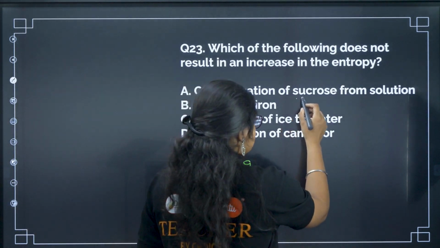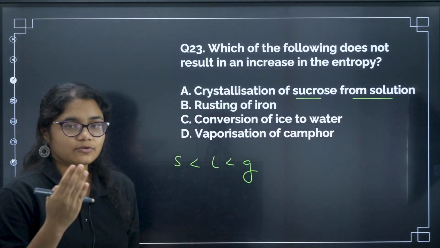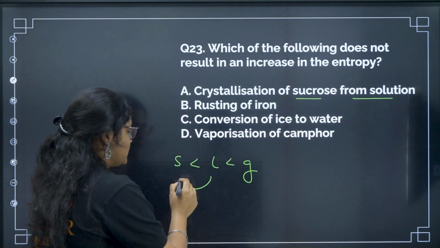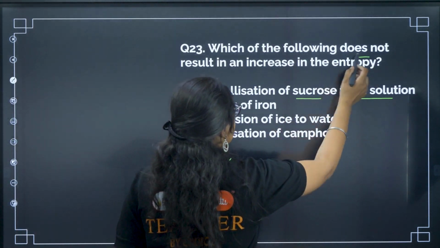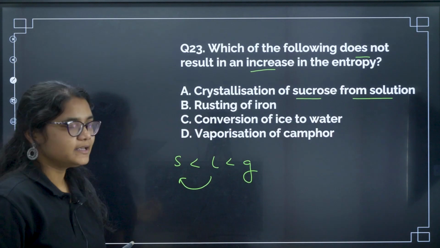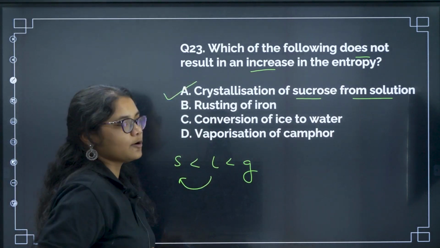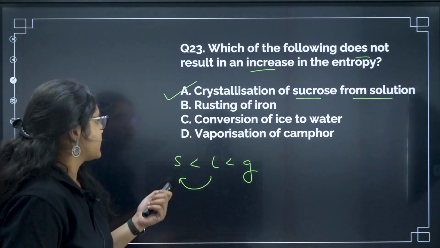Now crystallization of sugar from sucrose solution, that is from liquid to solid, right? It is going from liquid to solid, so entropy is decreasing. The question is which does not increase, so that means entropy is decreasing. So the correct answer for this question is option number A. Okay. Next.